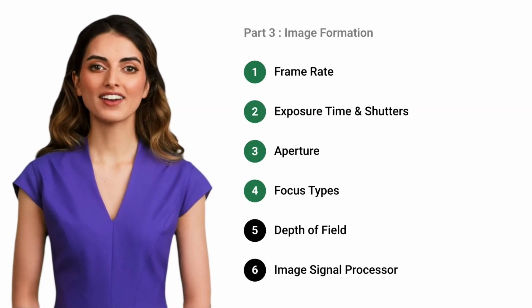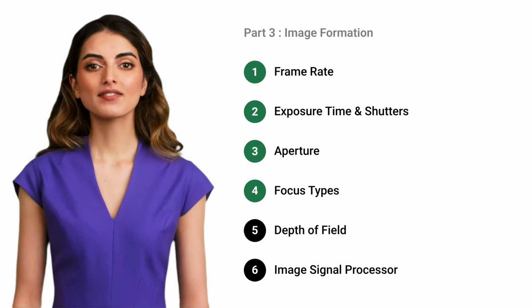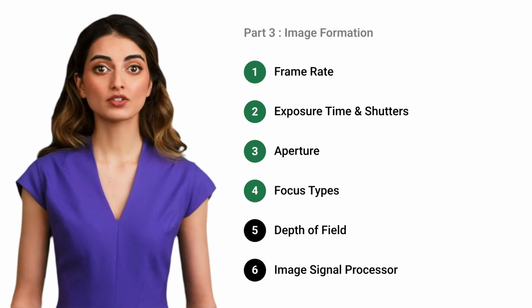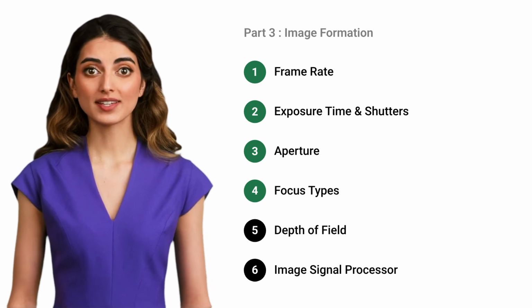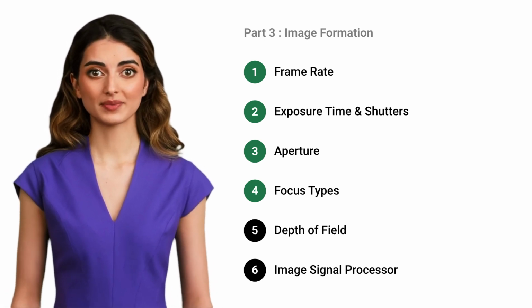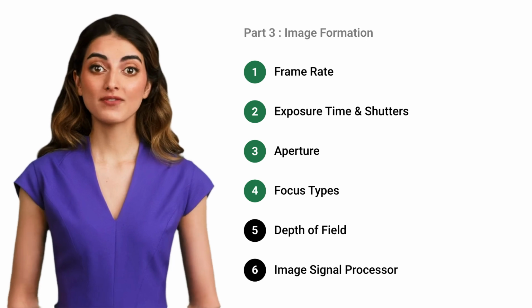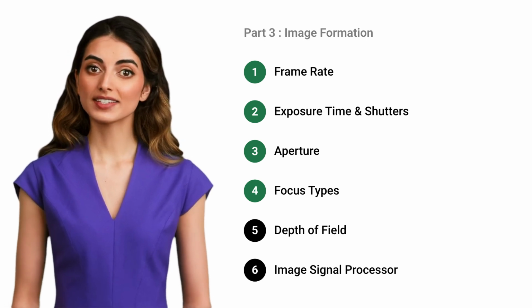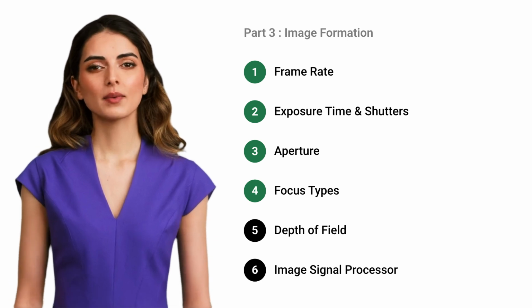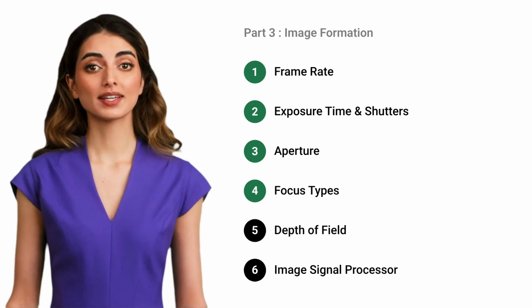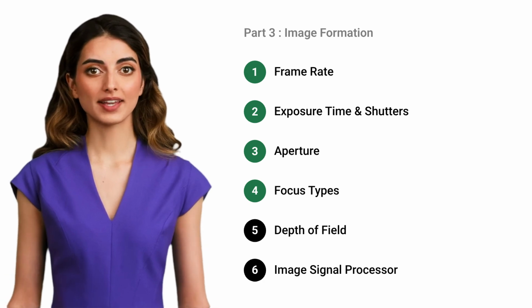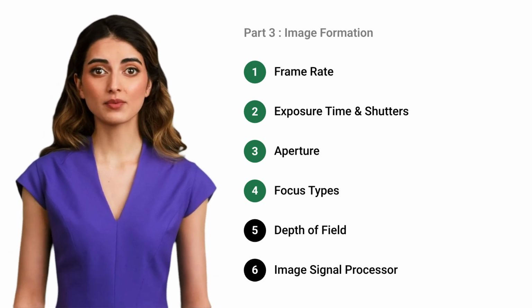Let's take another look at our agenda. We have now completed focus types and understood the differences between fixed focus, autofocus, and manual focus. Let us move to the final topic in this section, depth of field. We will understand how much of a scene remains acceptably sharp and how lens settings and object distance influence the visible focus range.